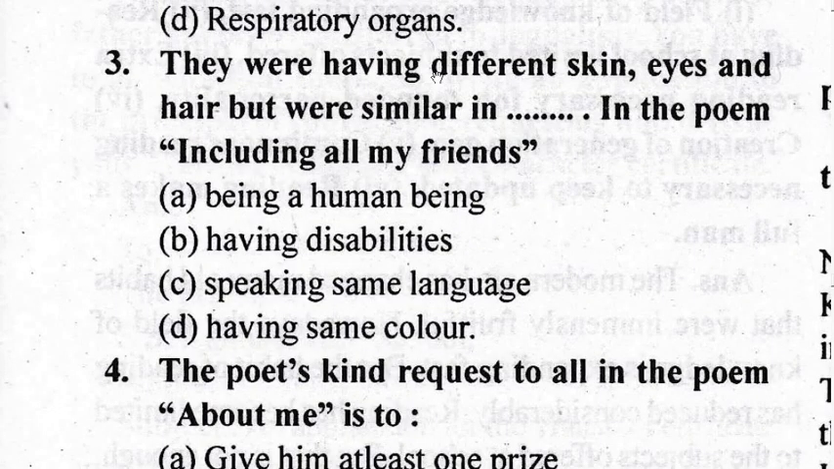Now come to question third: they were having different skin, eyes and hair but were similar in dash, in the poem Including All My Friends. Option A, being a human being, option B, having disabilities, option C, speaking same language, option D, having same color. So the correct option is option A, being a human being.